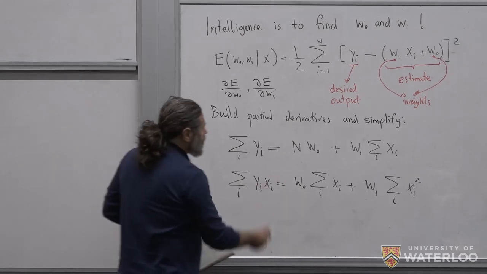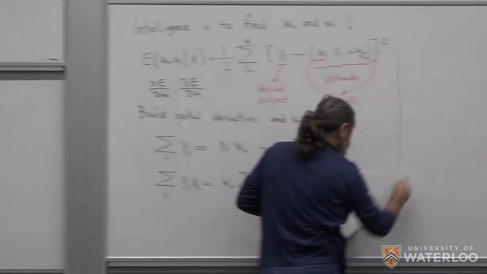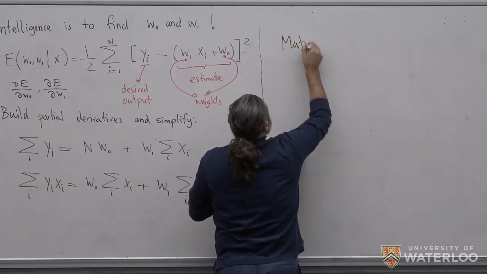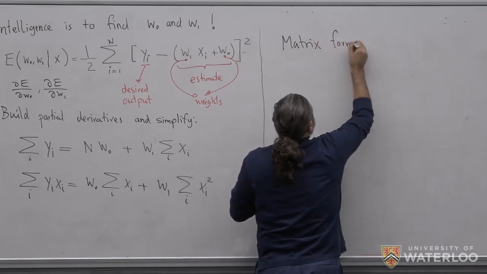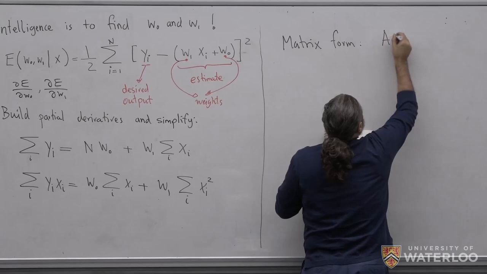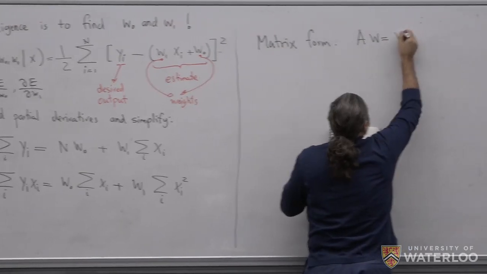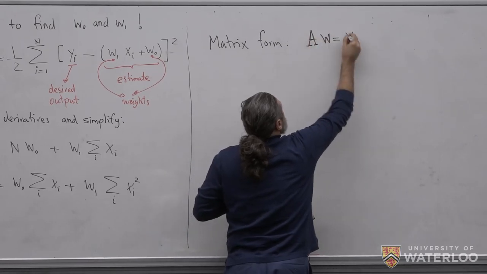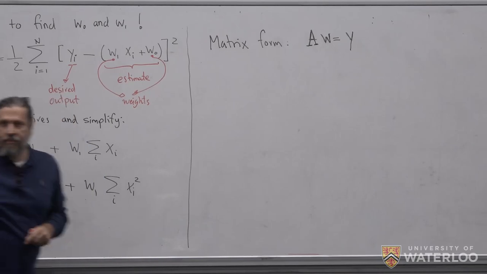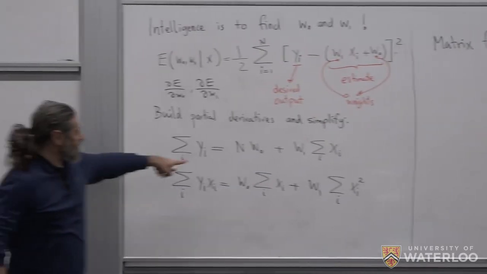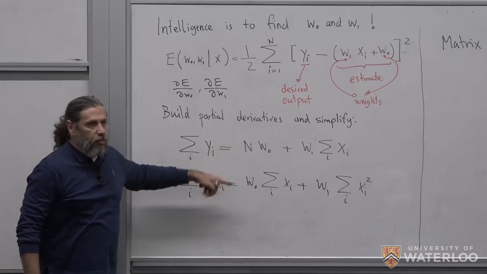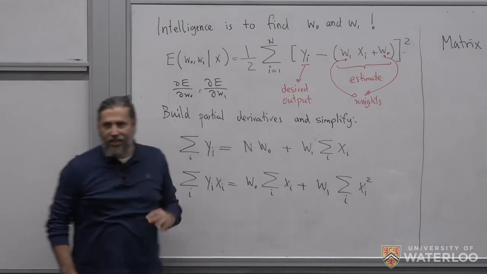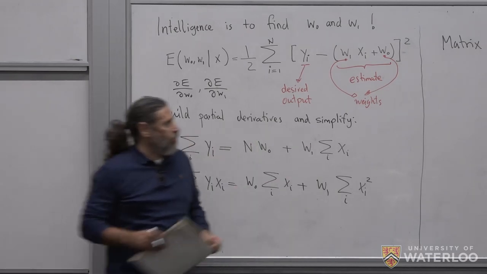So if I do it this way, then I want to write the problem in the matrix form, which is A W equals Y. And of course, this is a matrix, this is a vector, this is a vector. So I want to write it in that way. That's the reason that I build the derivative, and then I simplify them. I brought y and x, which are constant, on one side, and W's on the other side. Okay, now I can put it in matrix form.